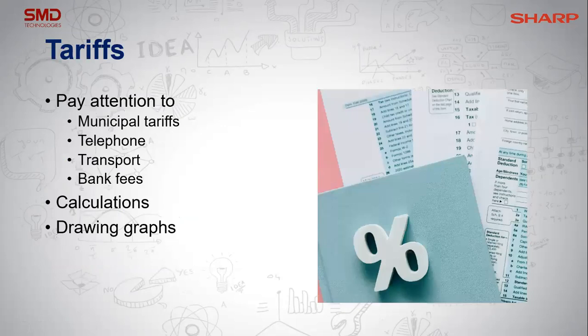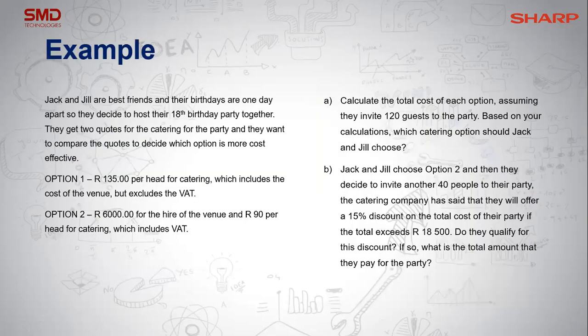So the things that we need to pay attention to for tariffs, municipal tariffs, by this they mean your rates and taxes, your electricity, then your telephone tariffs, your transport. So it costs me R5 per kilometer to travel with taxi or whatever, and then of course your bank fees, and being able to do both calculations and drawing graphs with these.